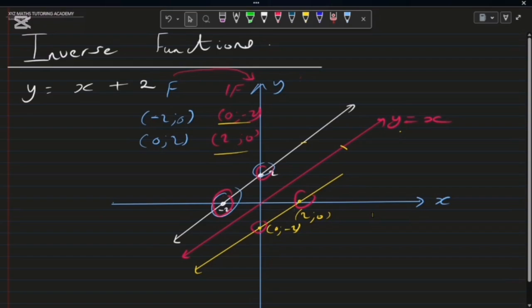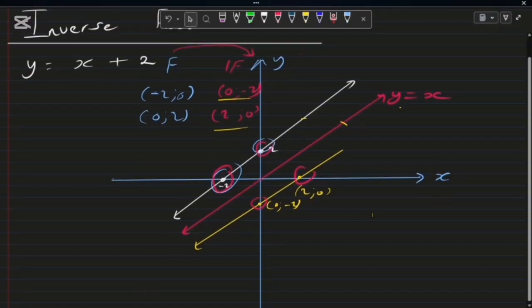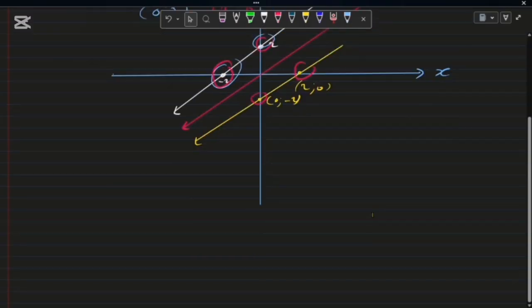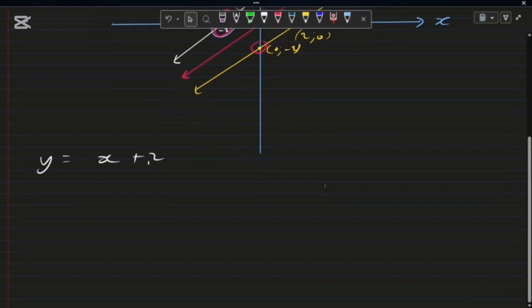Now what if they want me to determine the equation of an inverse function? If I'm given the equation of the function and they want me to determine the equation of the inverse function, it is very simple as well. Let's do that. The equation of the function that they gave us is y is x plus 2, right? So to determine the equation of the inverse function, number one, we have to swap the variables. So the x will become the y and the y will become the x.